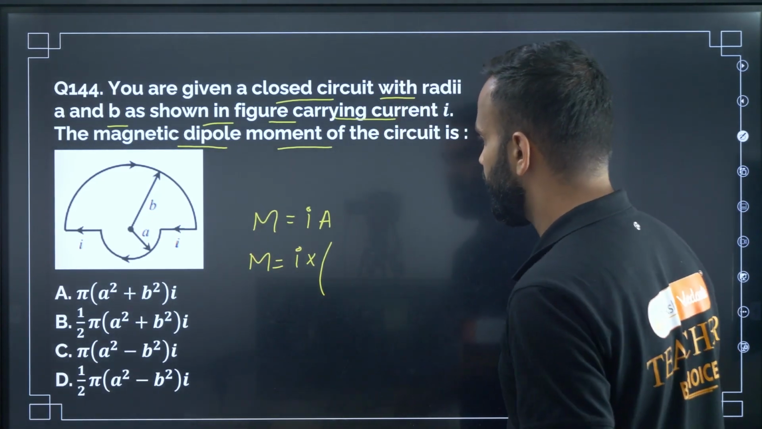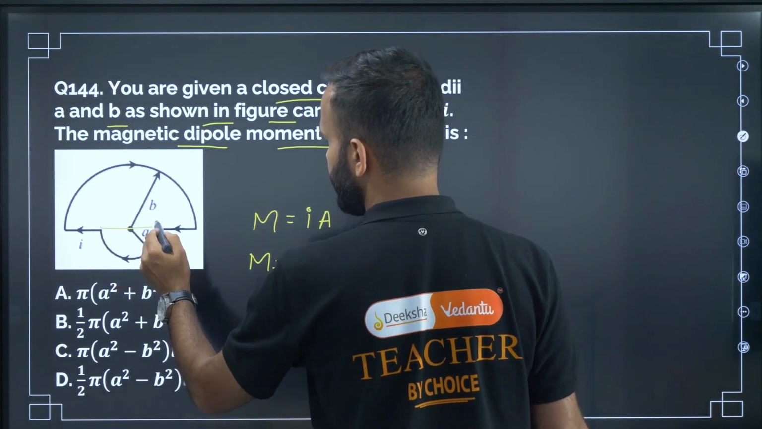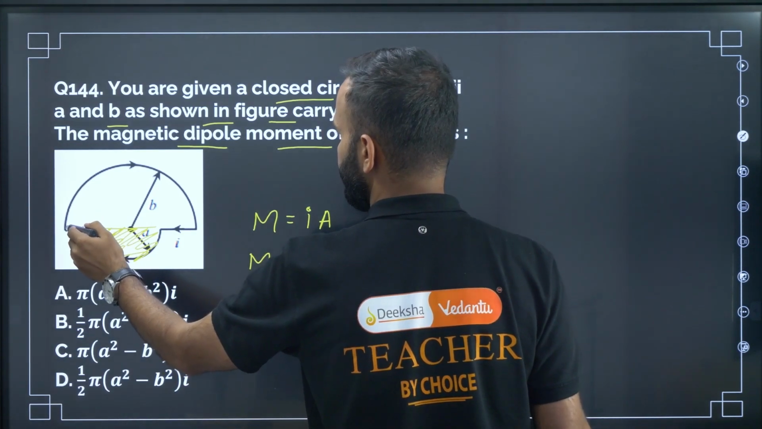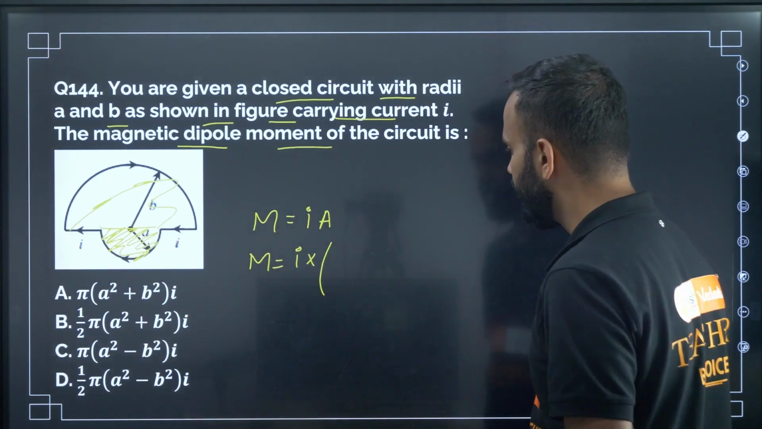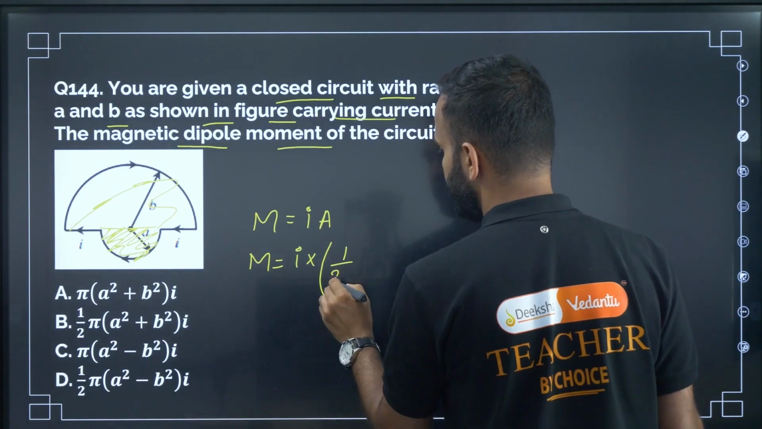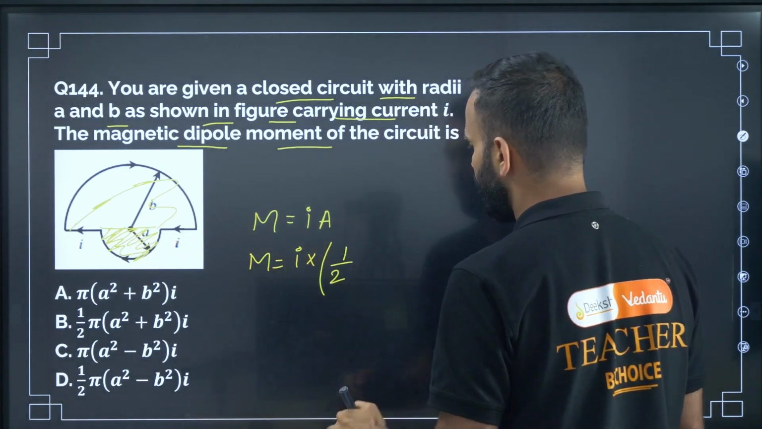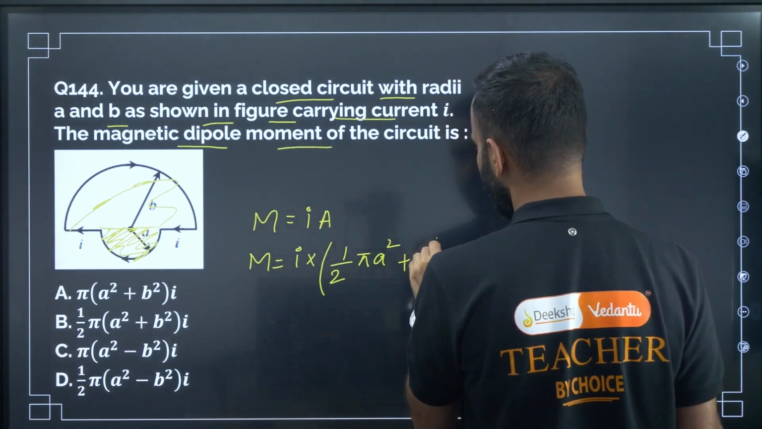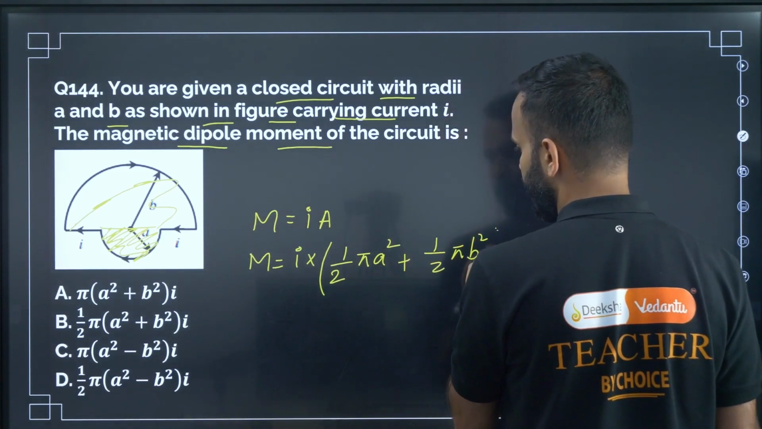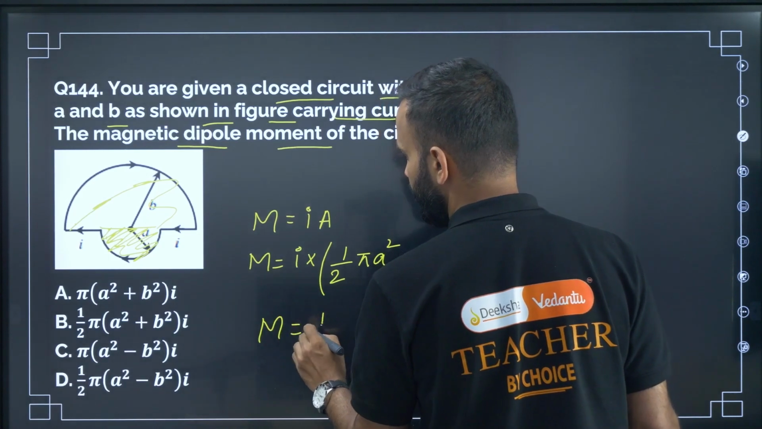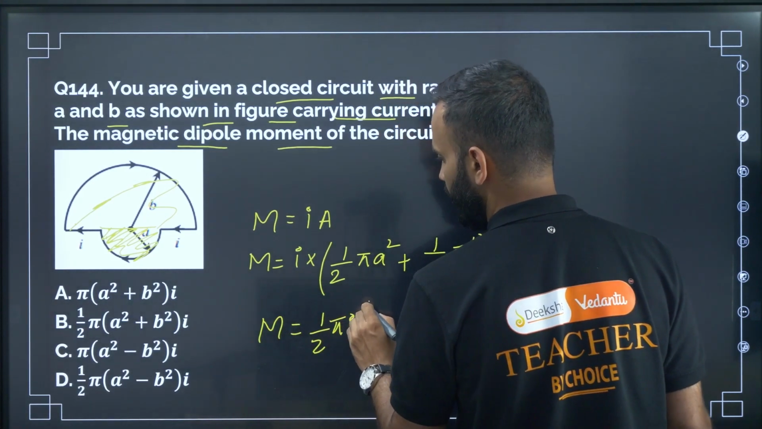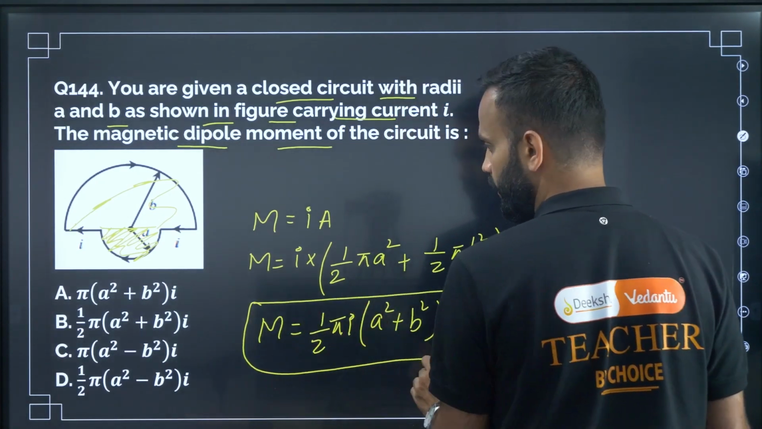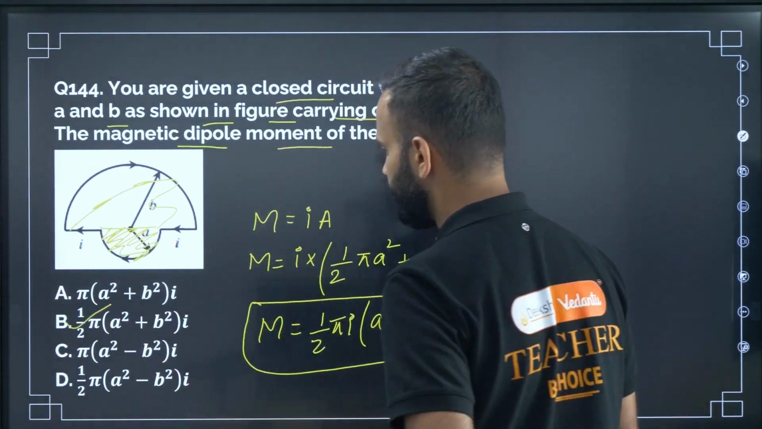Area will be the area of this semicircular loop plus this semicircular loop, right? So the area is half of the area of this semicircular loop, that is half pi A square, plus half pi B square. Now M is equal to half pi I into A square plus B square. So the correct option is B, okay.